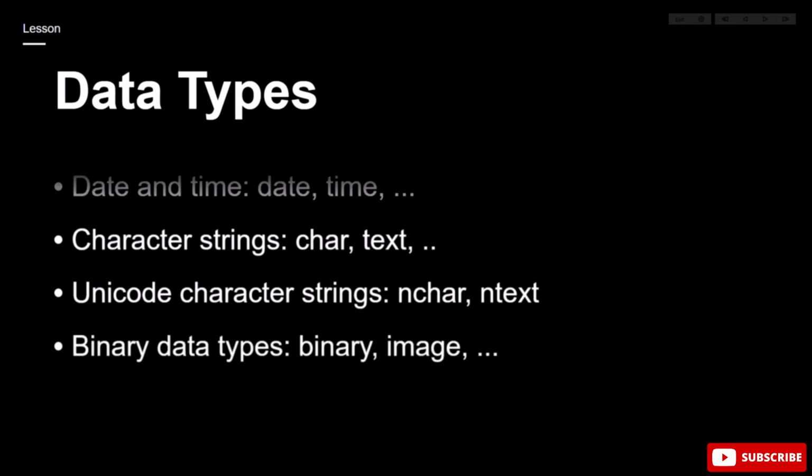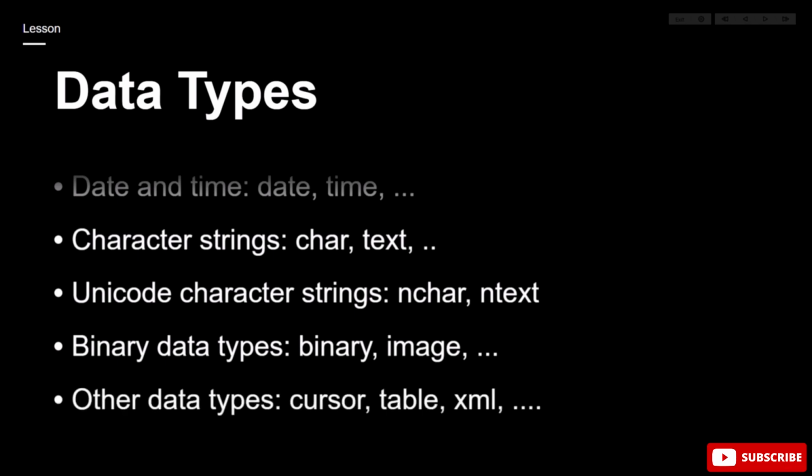The next type is called binary data types, like the binary data type, image data type, and a lot more. The last one, other data types like cursor, table, XML, and a lot more. And in this course I will show you how to insert a data type while creating a table simply for each field inside a table.